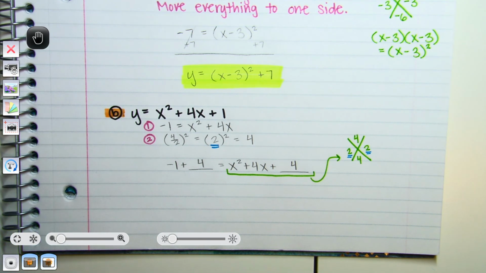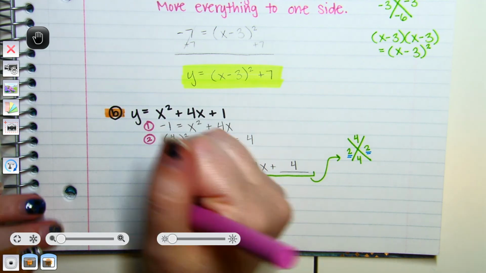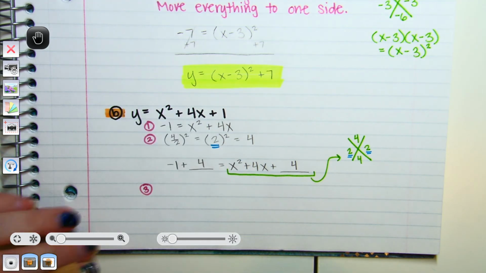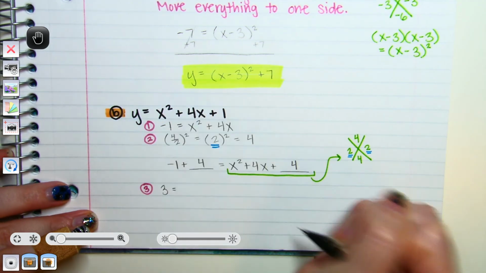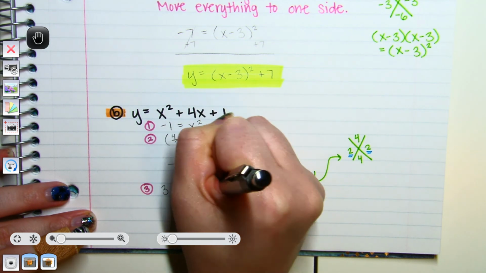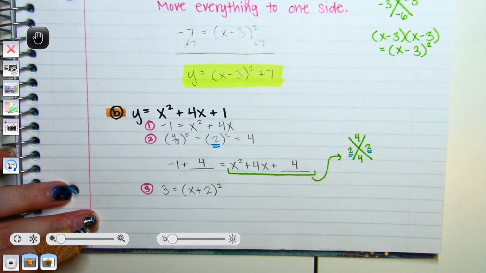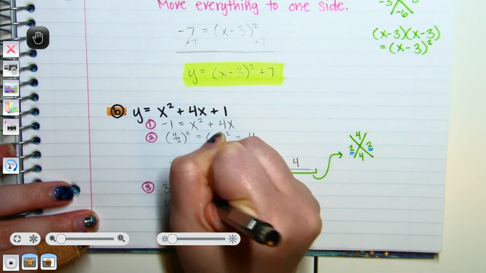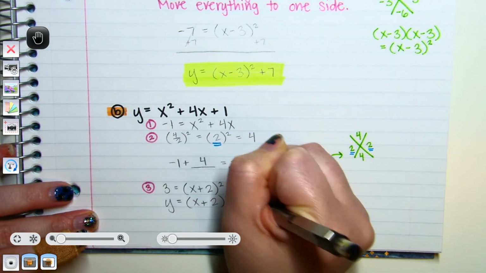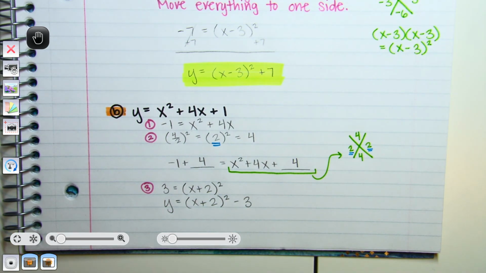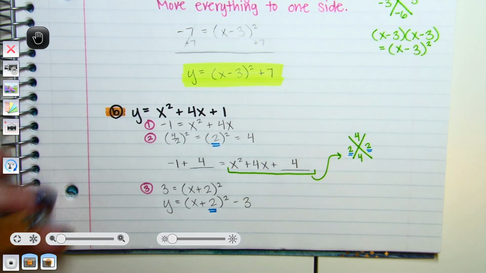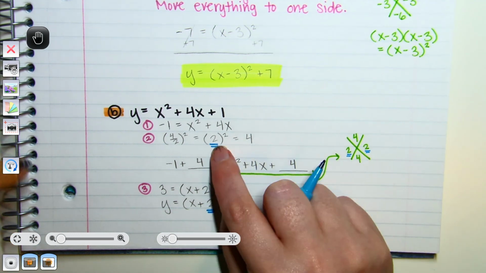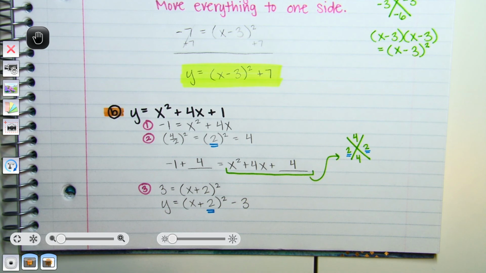So when I write this out in the factored form, I'm going to have 3 equals x plus 2 quantity squared. Subtract 3 from both sides, and I get y equals x plus 2 squared minus 3. That plus 2 was the factors there, and also my b divided by 2 term.